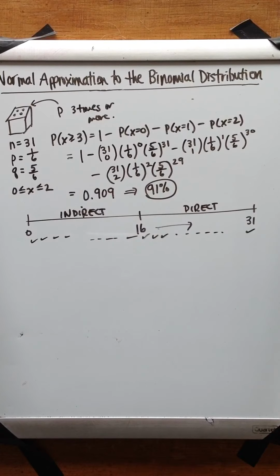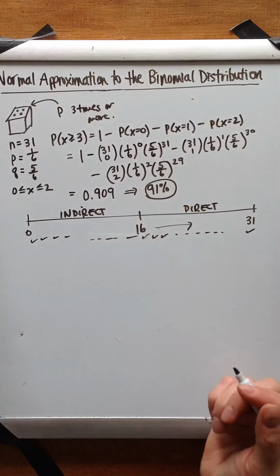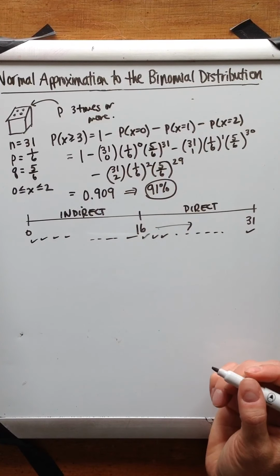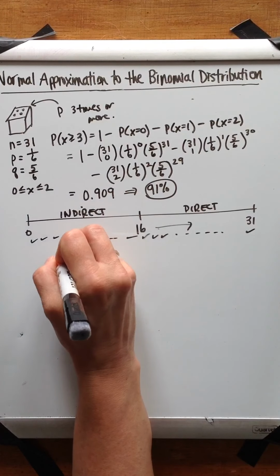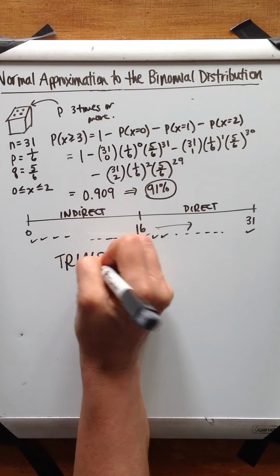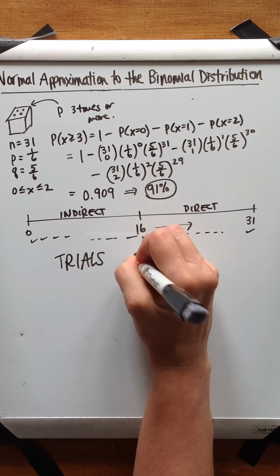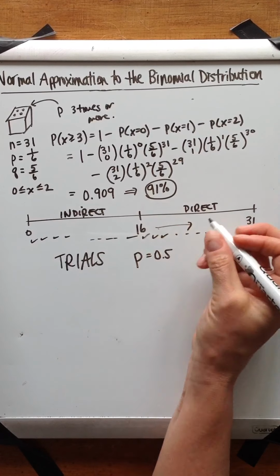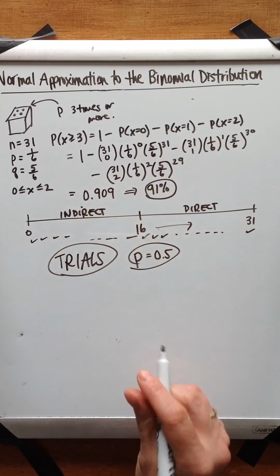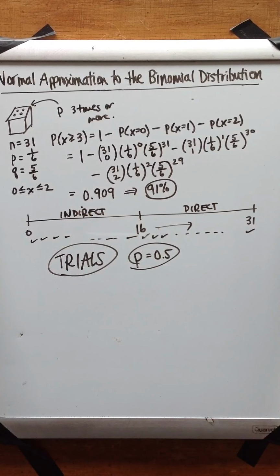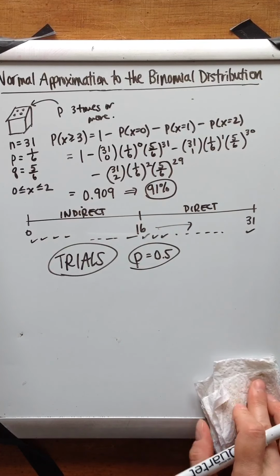Let's walk through this process. First of all, let's know that when we apply the normal approximation to the binomial, it works best when we have lots of trials and when p is really, really close to 0.5. Those are sort of optimal conditions. Okay, the approximation works at its best.